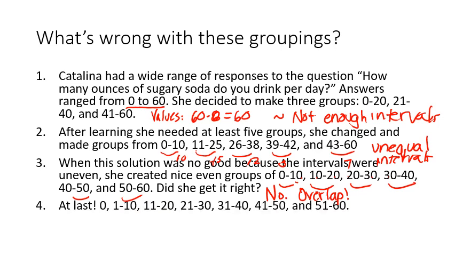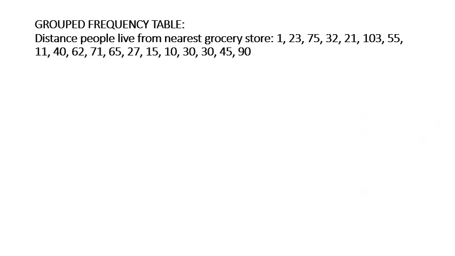And so she tried it once more, and she got 1 to 10, 11 to 20, 21 to 30, 31 to 40, 41 to 50, and 51 to 60. Nice, even categories with no overlap, and she has enough to do a good chart. So I have a few more examples that we could do. I'll do one more for this, and then we'll just put a pause on it, and I think that's enough.